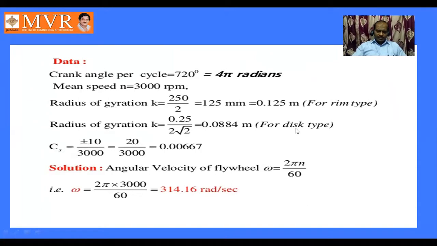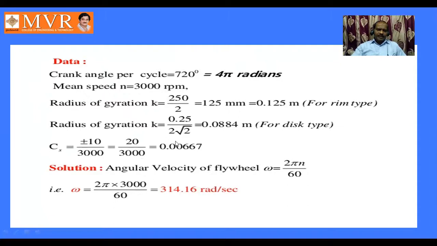This is for disc type. This is for rim type. So we have considered these two. Coefficient of fluctuation of speed, already they have mentioned, it is plus or minus 10 degrees. So that means if you take both cases plus, that is 20 by 3000 into 0.00667. So this is the given data.